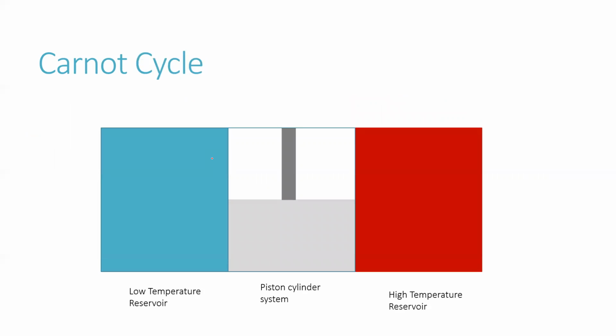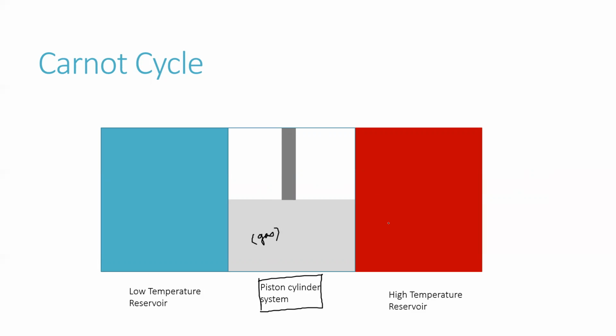Okay, now let's understand what a Carnot cycle actually means. Consider this system. In the center, I have a piston cylinder arrangement. This is a gas over here.